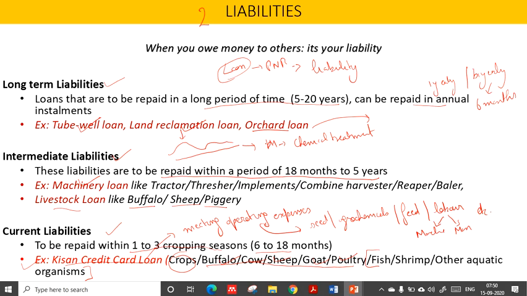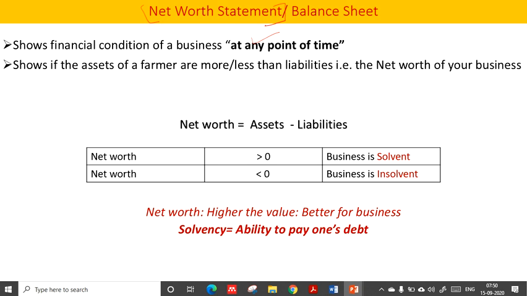So let's go back to our slide. Now you get it. The balance sheet shows if the assets of a farmer are more or less than liabilities, okay, that is net worth. Net worth is total assets minus total liabilities.